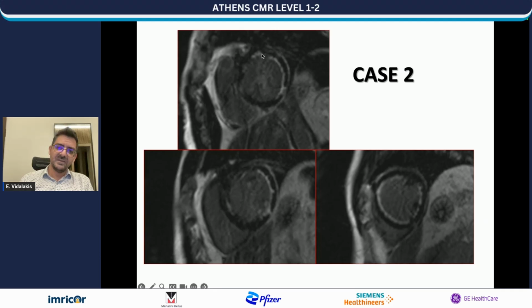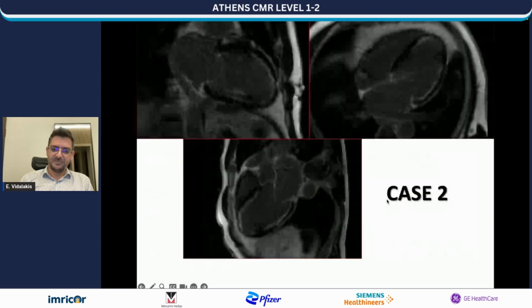And as you see, there is a scar in almost the anterior and lateral wall and the apical septum. And this scar is less than 50% transmural. So we can say that these segments have a scar which is less than 50% of the wall thickness, and this makes these segments viable.